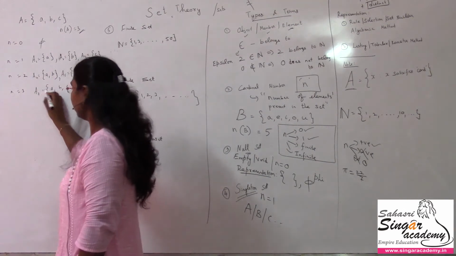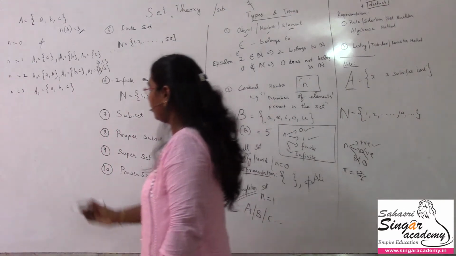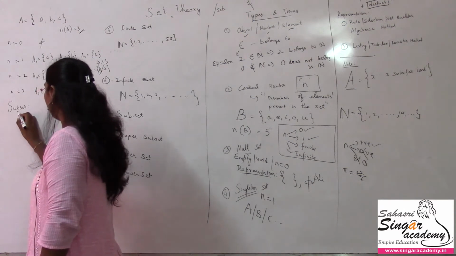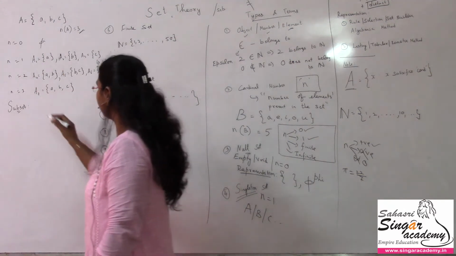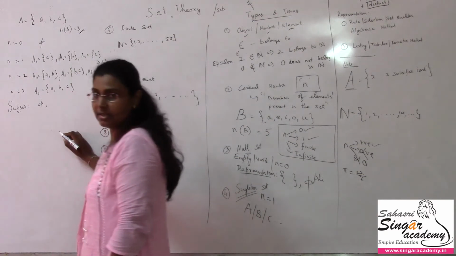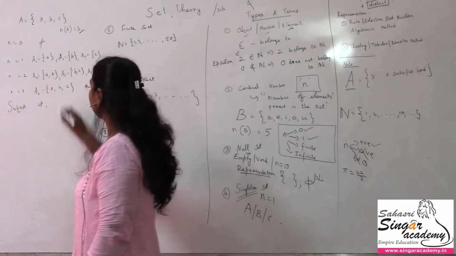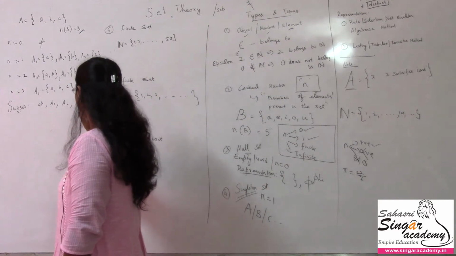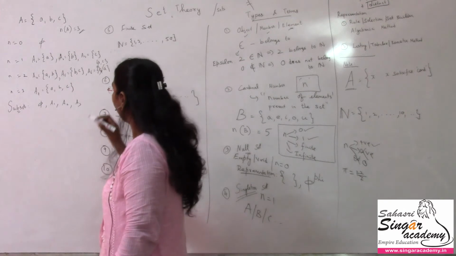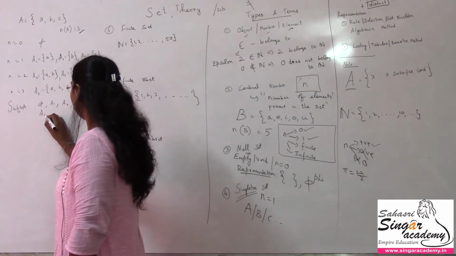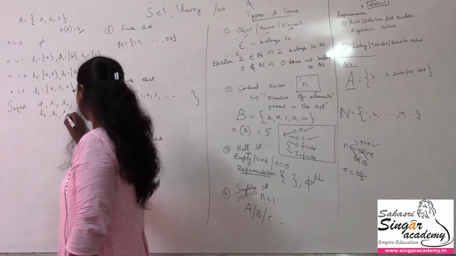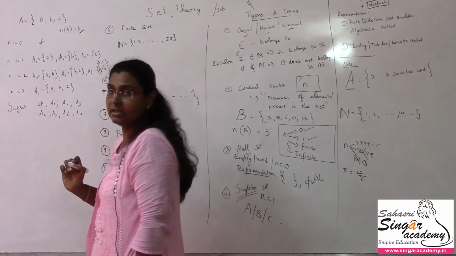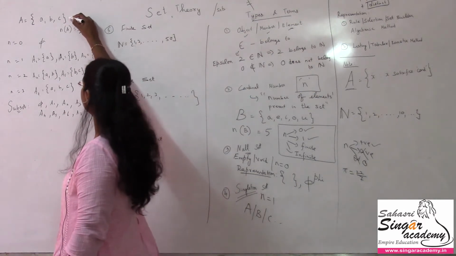If you check here, let me list out all the subsets. This is how we can find the number of subsets. The null set is one of the subsets with respect to n is equal to 0. With respect to n is equal to 1, A1, A2, A3. With respect to n is equal to 2, A4, A5, A6. And with respect to n is equal to 3, A7. These are the subsets you can form from this set A.